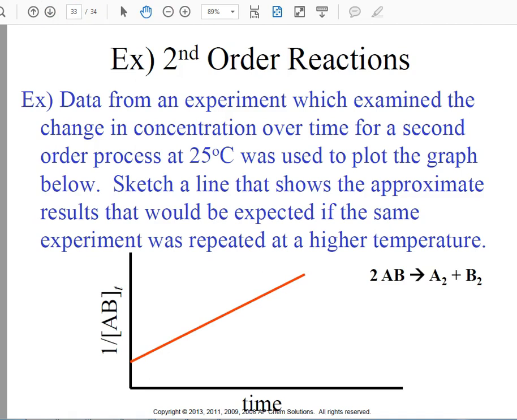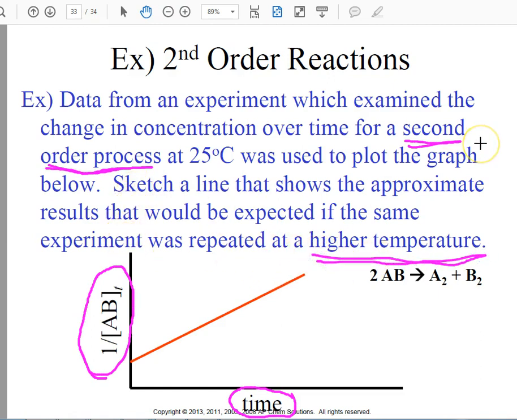Okay, in the next example, they're looking at data from an experiment which examines a change in concentration for a second order process. And it was used to plot the graph below. So this is obvious, right? Inverse versus time gives me a straight line, so second order. The task here, though, is to sketch a line that would be expected if we repeat this at a higher temperature. So at a higher temperature, do you think the reaction is going to go faster or slower? Well, at a higher temperature, I would suspect that it would go faster, right?